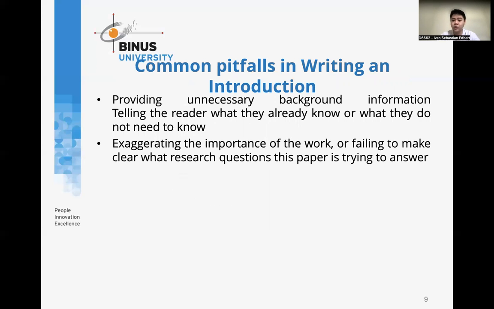The common pitfall in writing an introduction is providing unnecessary background information. Why? Sometimes when readers read our paper, it contains unnecessary information that readers do not want to know, but as writers we provide unnecessary background information, so it will be useless. The second one is exaggerating the importance of the work or failing to make clear what research question the paper is trying to answer.